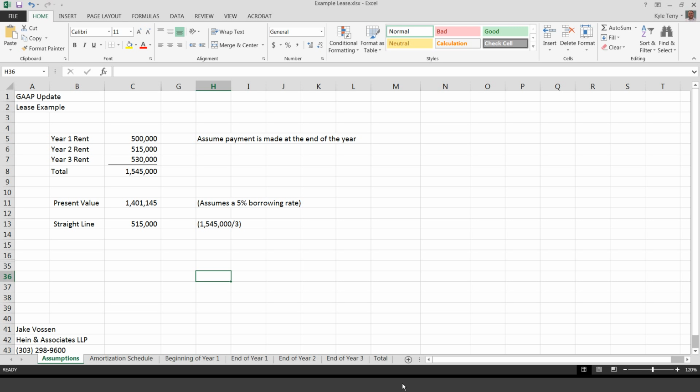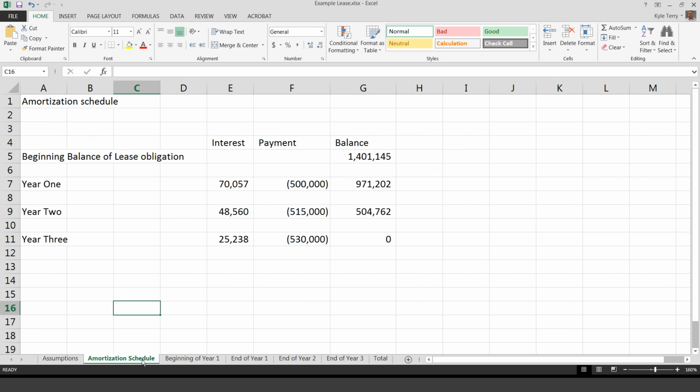So we flip the tab 2 there. Yep. So if you were doing a financing lease, this is what it would look like. You'd start with that lease obligation of $1.4 million, and then the first year, we're assuming that we're going to make the payments at the end of the year just for simplicity's sake here. You're going to record $70,000 of interest, $500,000 of principal reduction. Then in year 2, $48,000 in interest, $515 in principal reduction, etc.